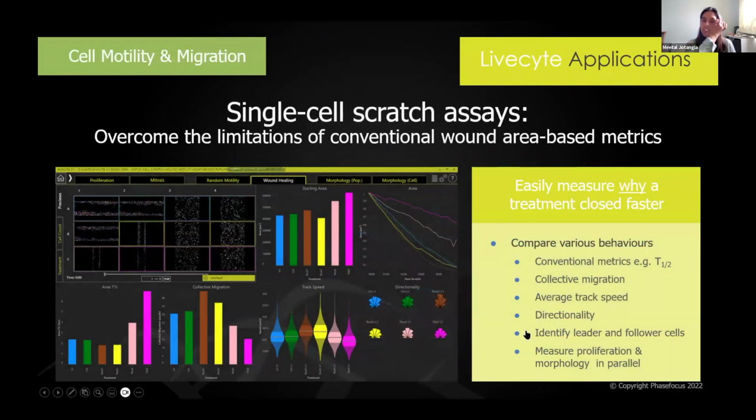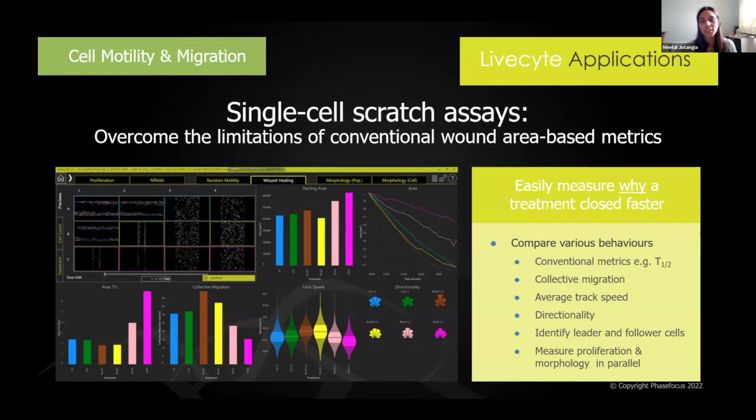So really what we need is something to be able to measure scratch assays, but also look at metrics which are independent of the wound area. So something that's able to look at single cells and how they're reacting to the scratch. And that's exactly what LiveCyte does. So you can see a screenshot of the dashboard. So Pete mentioned for each of our applications, we also include a dashboard within the software, and that has all the metrics that are compiled for all of your treatments and wells in a really easy to use way.